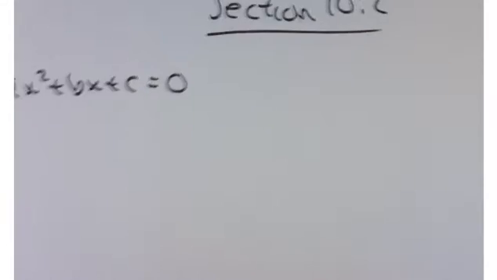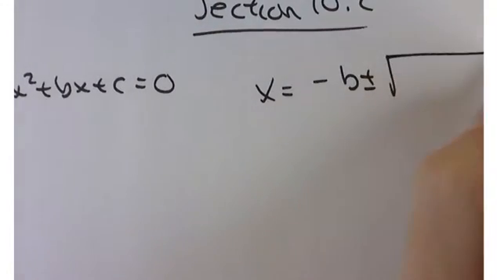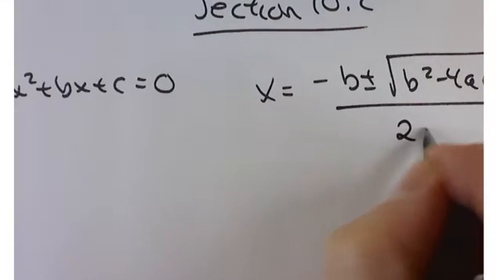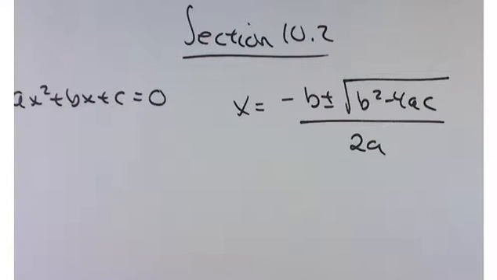You can start taking your notes by writing down this formula, and then do yourself a favor and make sure you have it memorized. Not only for this next test, but for the final exam. Negative b plus or minus the square root of b squared minus 4ac over 2a.